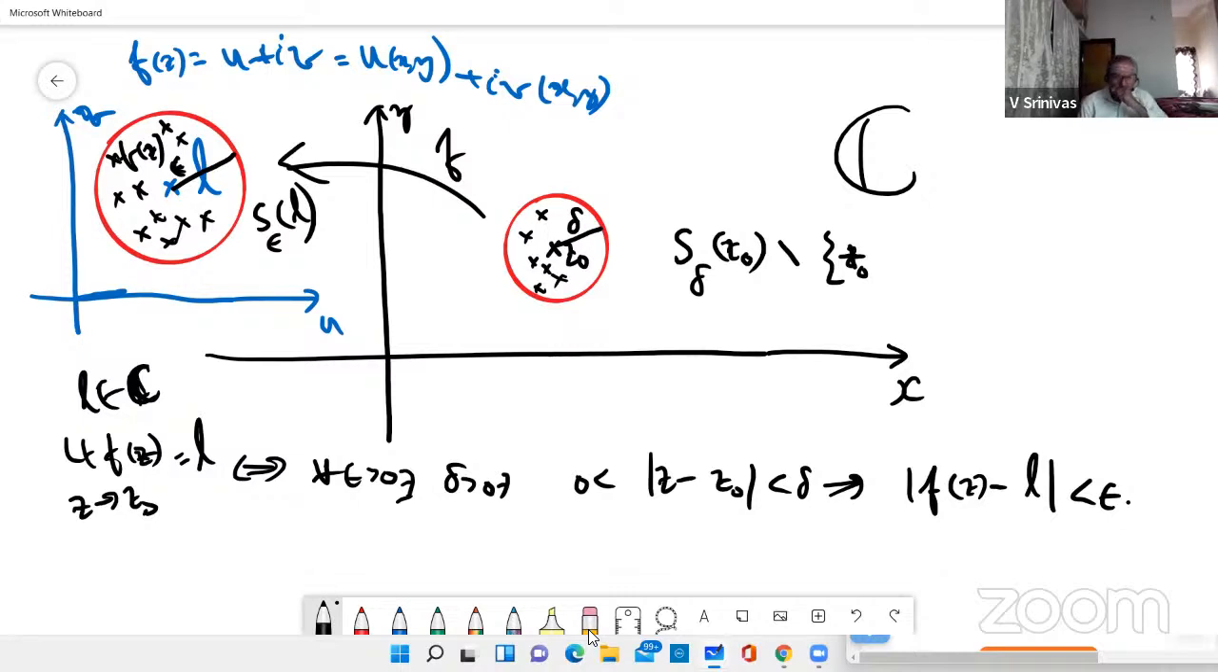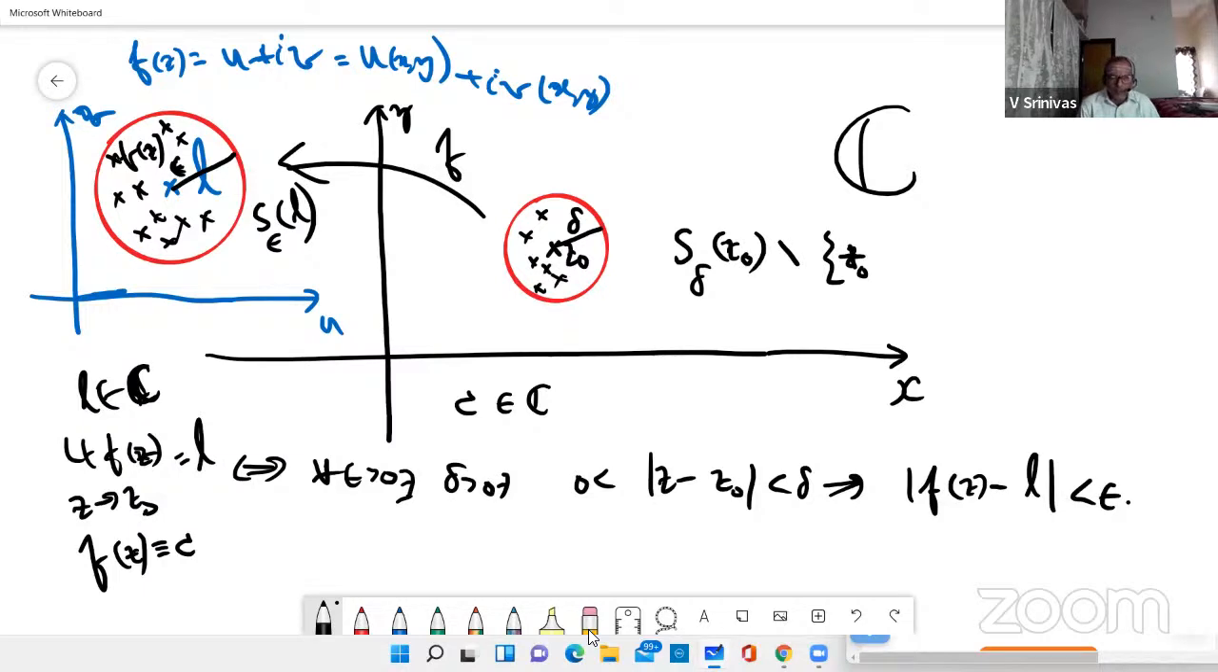First let us look at some simple limits for simple functions. What is the simplest of all functions? The constant function. Let us take f(z) identically equal to c, where c is a complex constant, a complex number. Fix that.